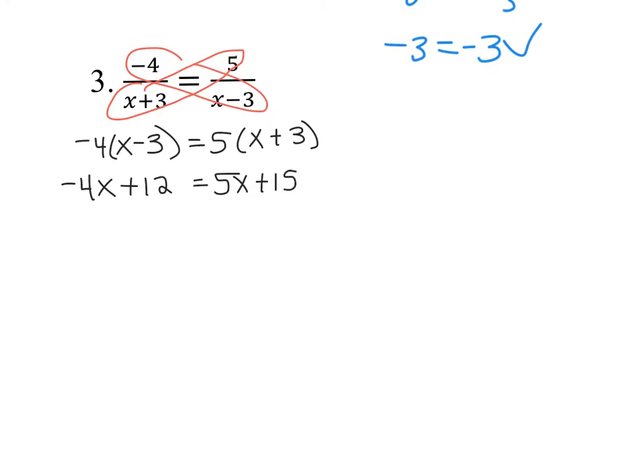So I'm now going to add 4x to the other side. I get 9x. I'm going to subtract 15 to the other side. I get negative 3. So x is negative 1/3.